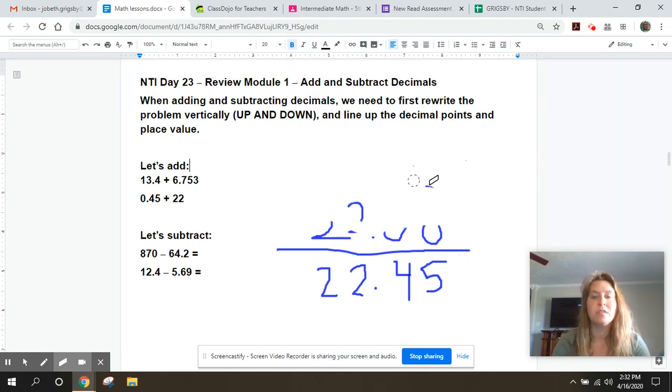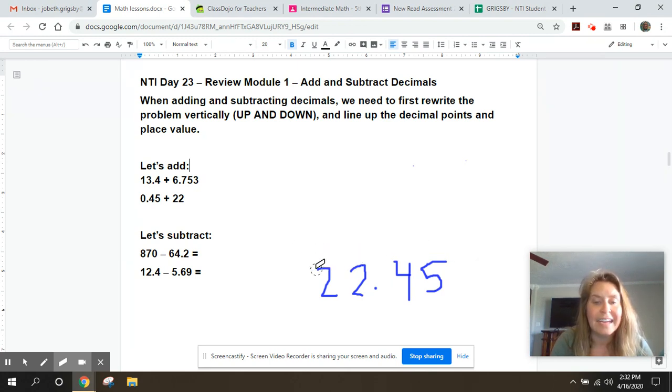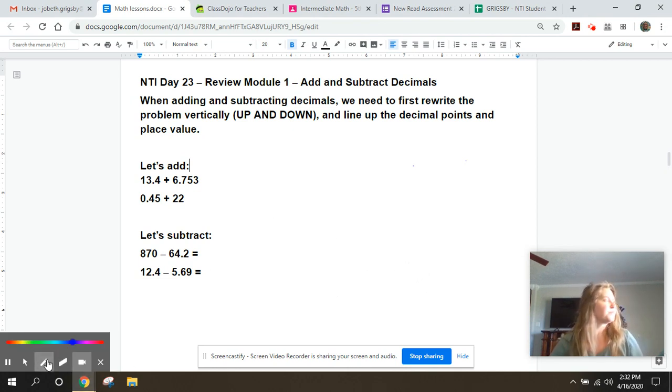So remember what we've talked about. Whenever we are adding and subtracting decimals, I want you to line up the decimal point and line up the digits by their place value. Okay? So you have 870 minus 64 and 2/10. Okay, go ahead. Pause and solve.